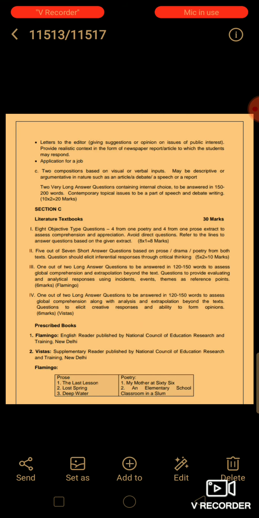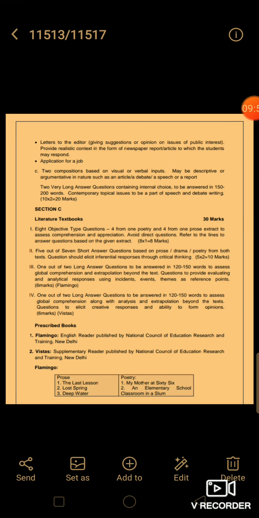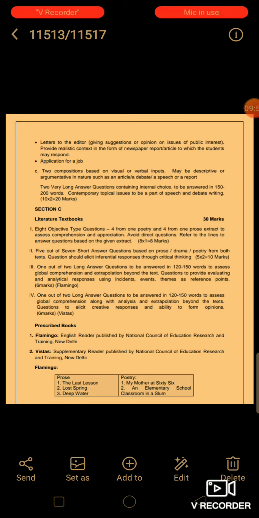So 20 marks of long composition, and 6 marks of letter writing, that is 120 and 150 words, and 4 marks of short composition, and in this way it becomes of 30 marks. Now let's come to section C. It will also carry 30 marks.